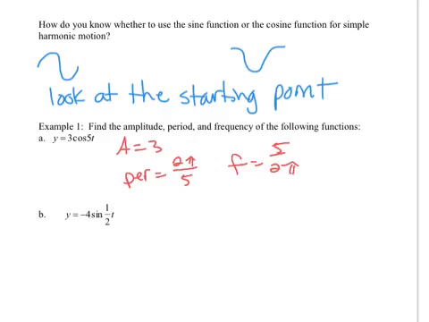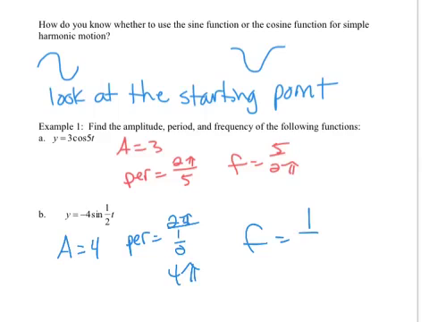For the second example, remember I have a negative sign. We don't use that in our amplitude. The amplitude is the absolute value. So the amplitude is going to be 4. The period length is going to be 2 pi over 1/2, which is 4 pi, which makes the frequency 1 over 4 pi.